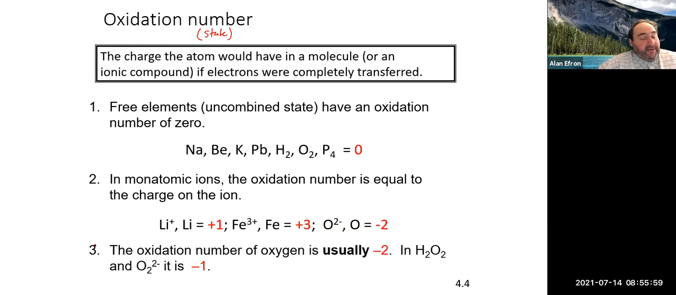Oxygen is usually -2, but there is a situation where it would be -1, and that is the situation we have here, where it is O2 2-. That is peroxide. That is a polyatomic ion, known as peroxide, like we have here in hydrogen peroxide. And that means in this situation, the oxygen would be carrying a -1 oxidation state.